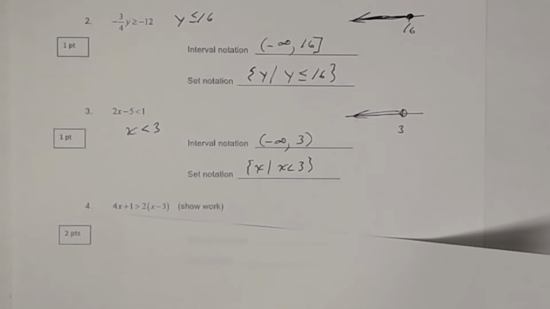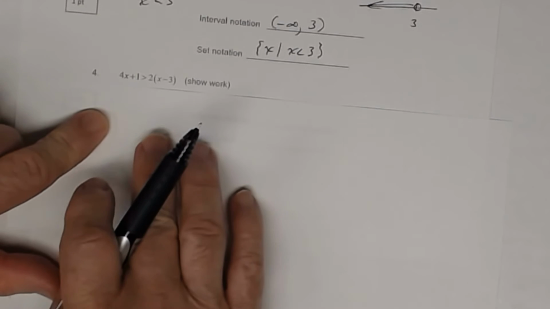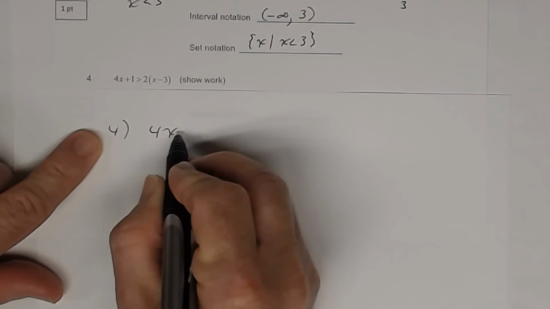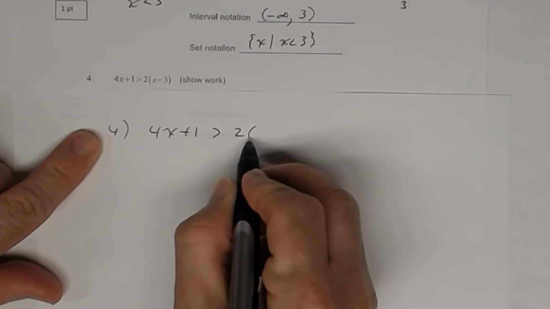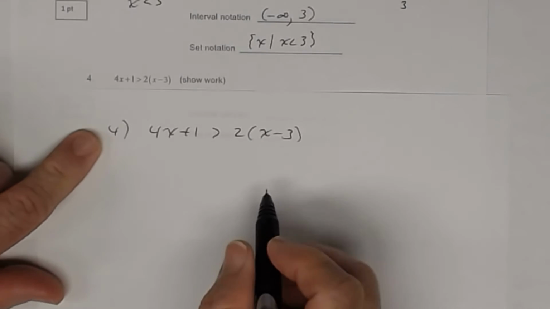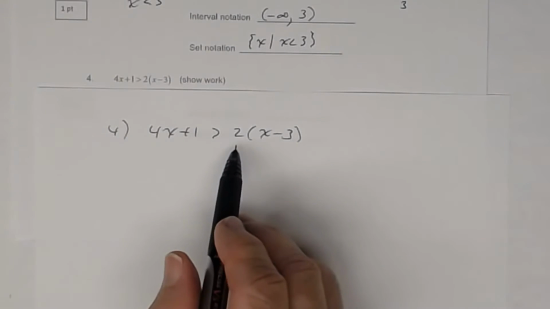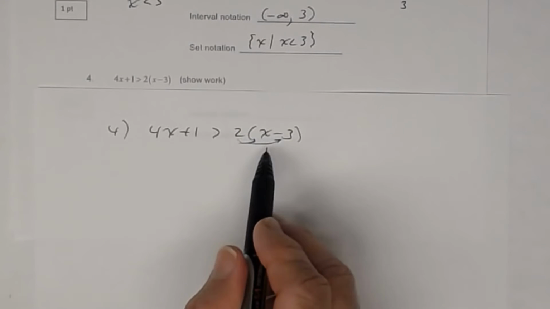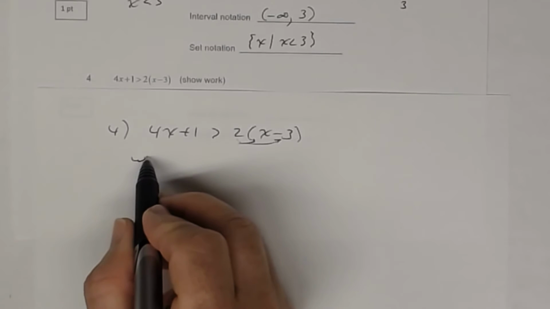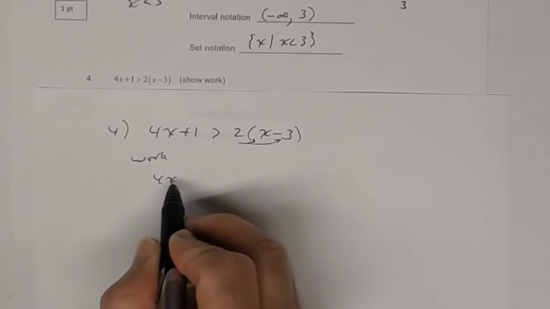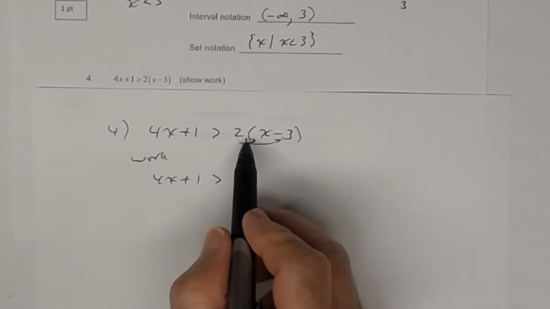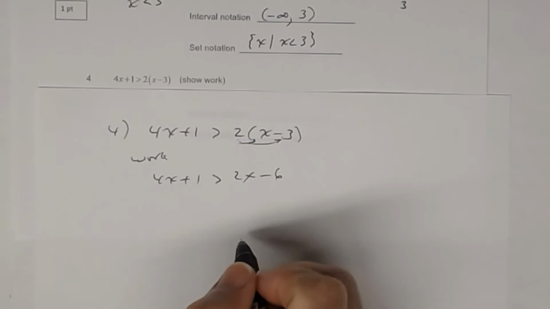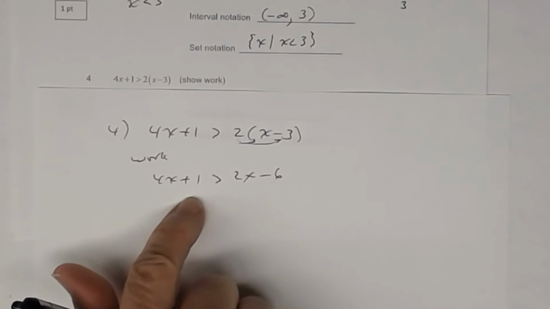So number 4, and notice this time it does say show work. You have 4x plus 1 is greater than 2 times (x minus 3). First thing you're going to do is use the distributive property to get rid of these parentheses. So here's your work. 4x plus 1 is greater than 2 times x is 2x, 2 times the negative 3 is negative 6. So I have this very nice linear inequality.